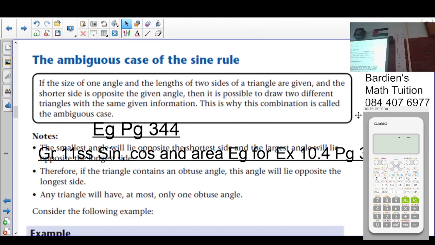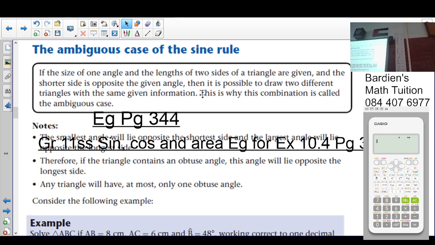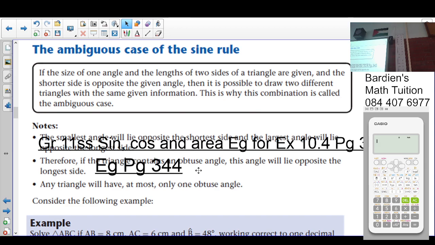Now we're looking at the ambiguous case of the sine rule. If the size of one angle and the length of two sides of a triangle are given, and the shortest side is opposite the given angle, then it's possible to draw two different triangles with the same given information. This is why the combination is called the ambiguous case. Do you understand it?